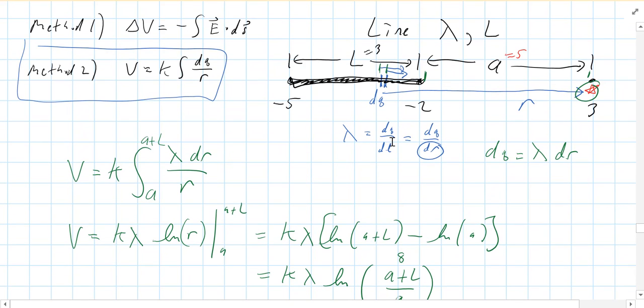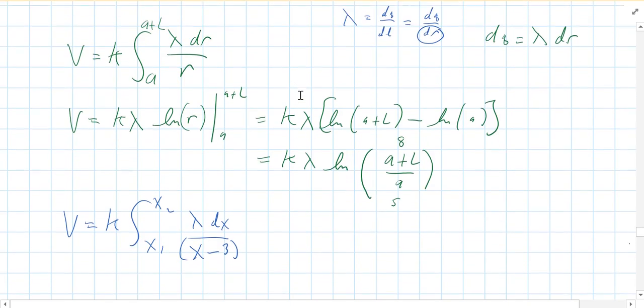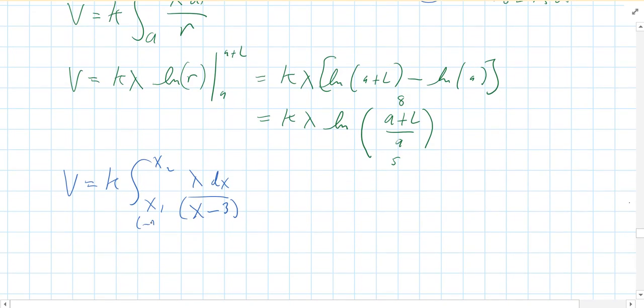x1 is going to be -2, and x2 is going to be -5. Those are our two x's. So I'll write those in here. So this will be -2, and this will be -5. So our first radius is at -2. So it's -2 minus 3, which is -5.